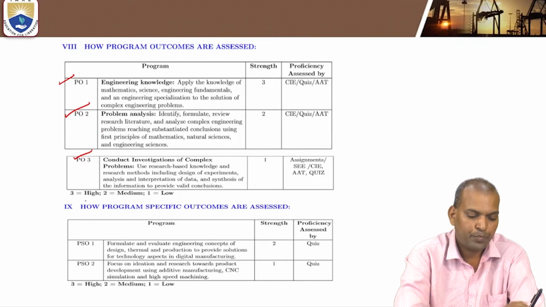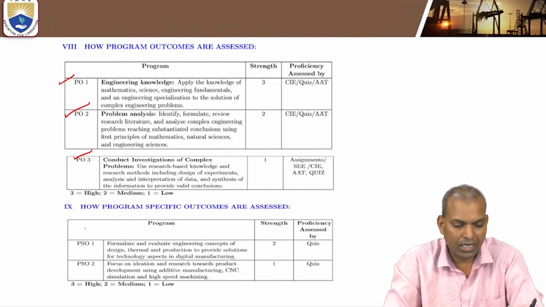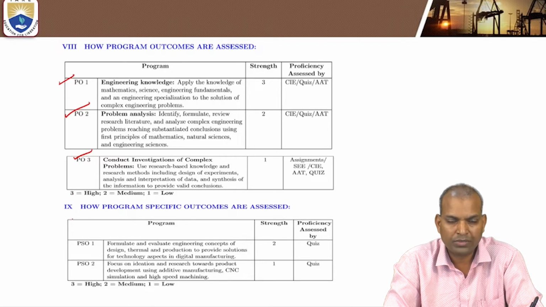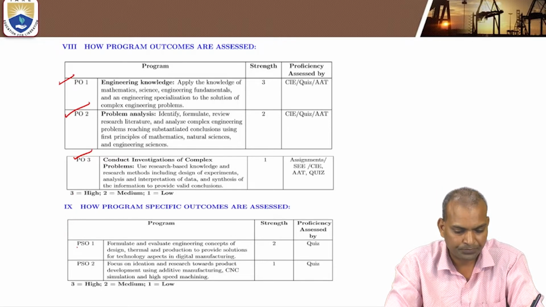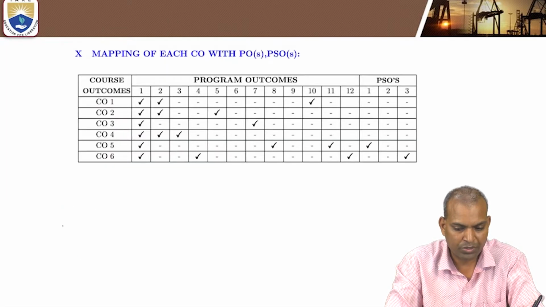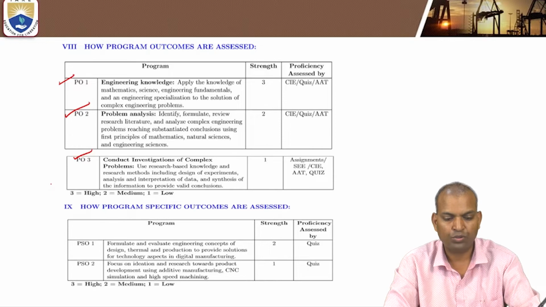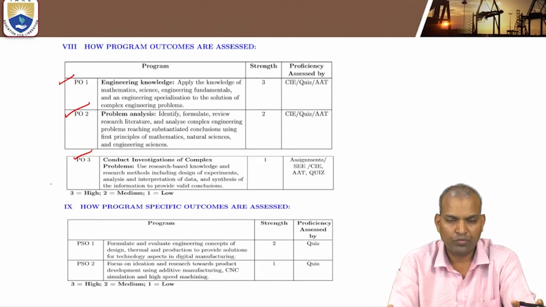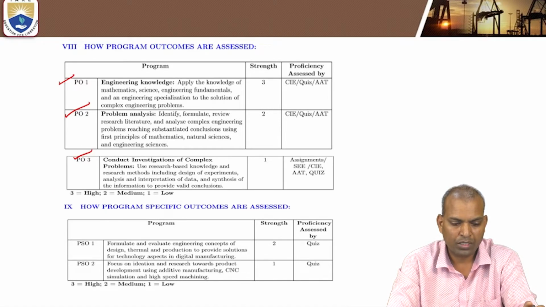Now here, PSO1, PSO2. Here I have shown samples of program outcomes. There are 12 program outcomes, and these are the program specific outcomes, 2 of them. Here we have given the values with strength. PO1 gave more value compared to PO2 and PO3. Here PO2 is strength 2, PO3 is strength 1. So strength 1 means low, strength 2 is medium, strength 3 is high.